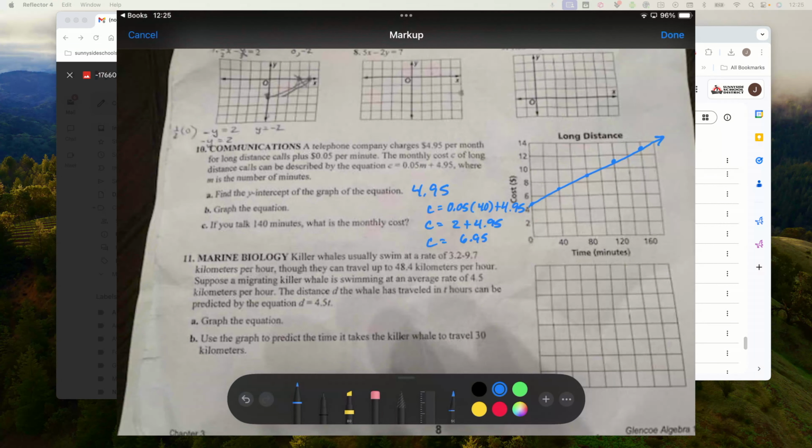So if you talk for 140 minutes, what is the monthly cost? I could probably figure that out just using the pattern, but I'm going to go ahead and use the equation to do that. So our cost equation is C equals 0.05 m plus 4.95.